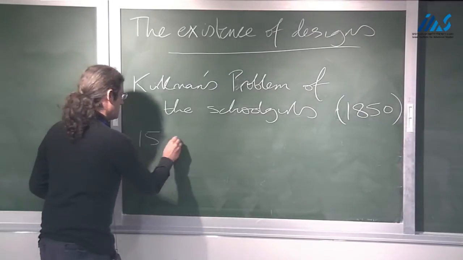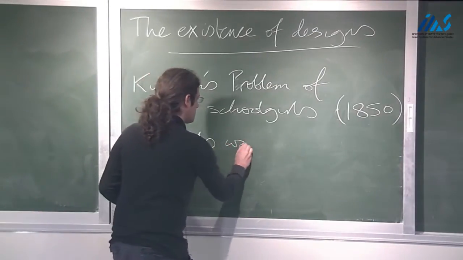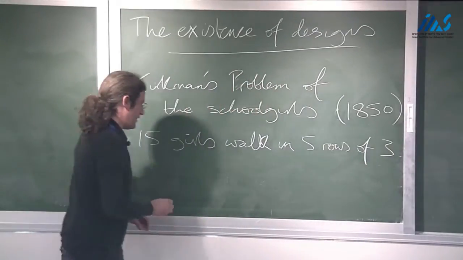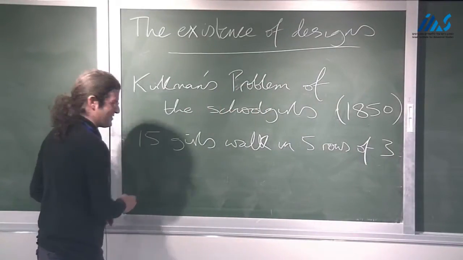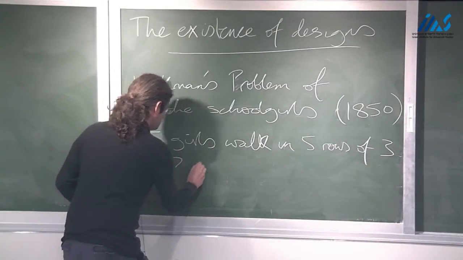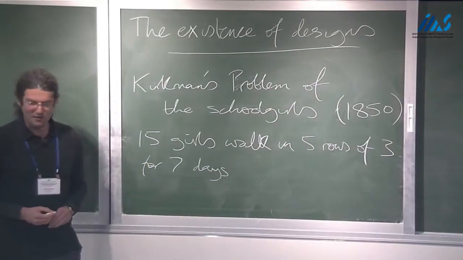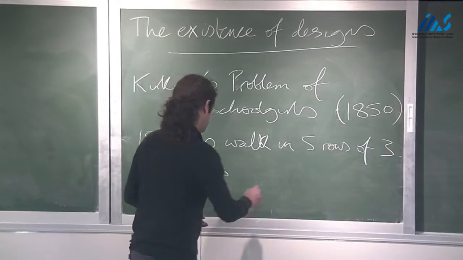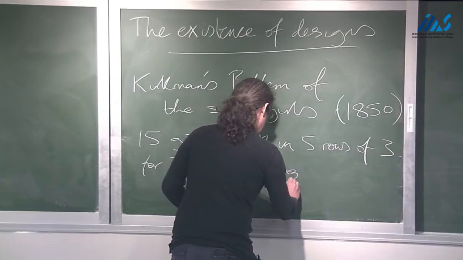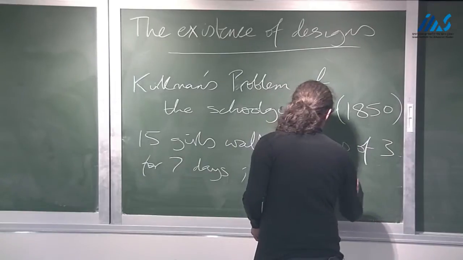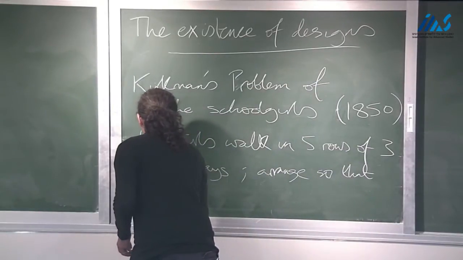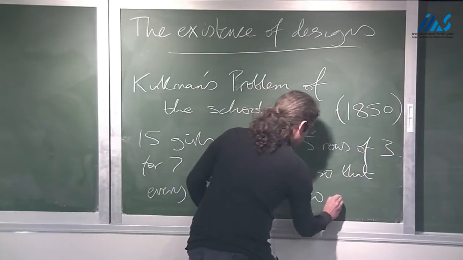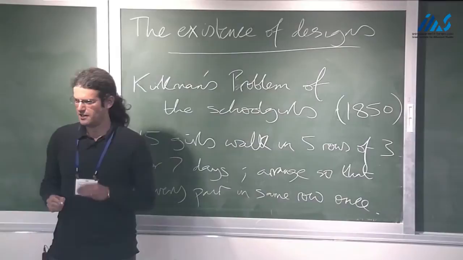So the problem is as follows. 15 girls walk in five rows of three for 7 days, once each day, and the problem is to arrange them so that every pair walks together exactly once. Every pair in the same row exactly once. So is the statement clear?